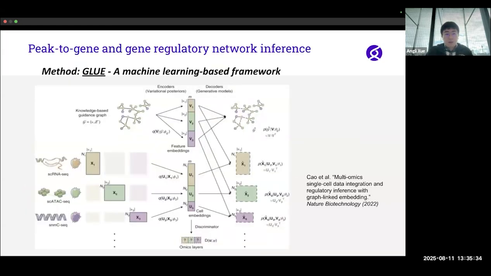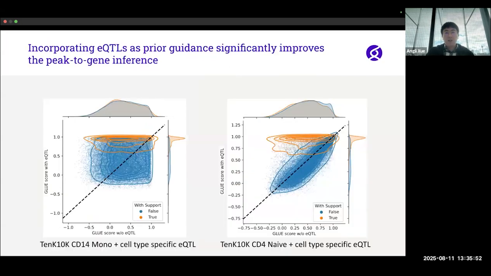So we used a machine learning based framework called GLUE. This framework can help you integrate both paired and unpaired multiome data, but at the same time input some QTL information to guide the framework and help you improve the network inference. I want to just showcase one example. So this is the peak-to-gene inference in the CD14 monocyte, and we use a specific eQTL to improve the peak-to-gene inference.